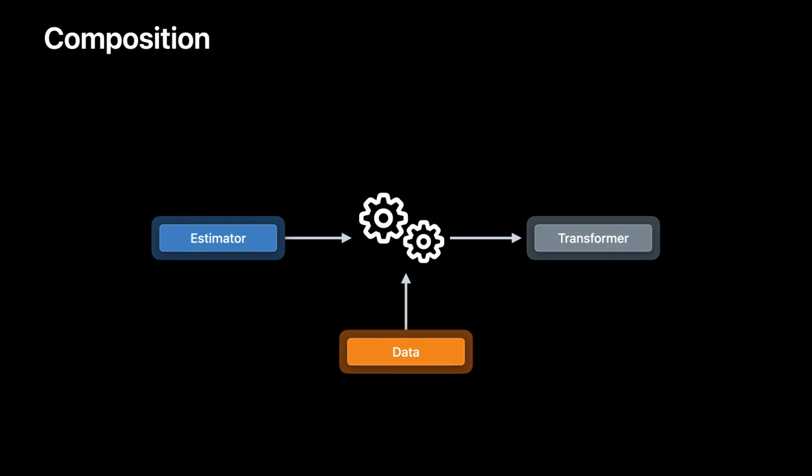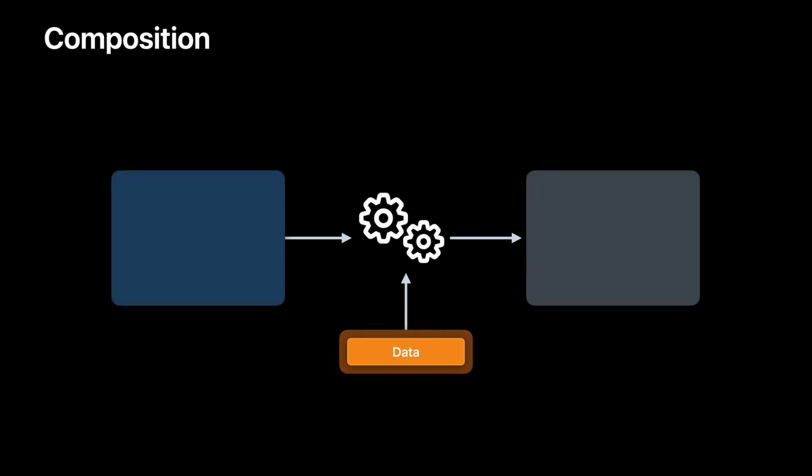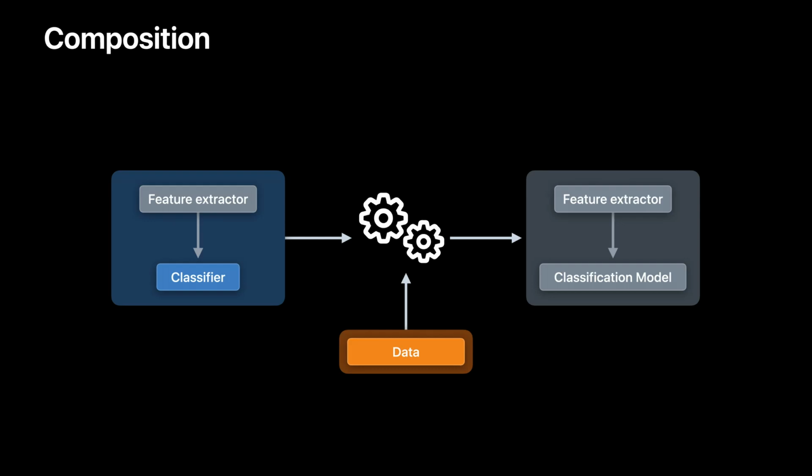But let me clarify an important point around fitting. I said before that fitting is the process of going from an estimator to a transformer. Let's look at this from the perspective of a composed estimator. When your composed estimator has both transformers and estimators, like in the case of the image classifier, only the estimator pieces are fitted. But the transformers are an important part of the process because they're used to feed the correct features to the estimator's fitted method.